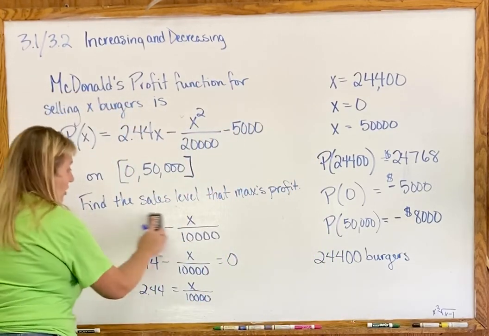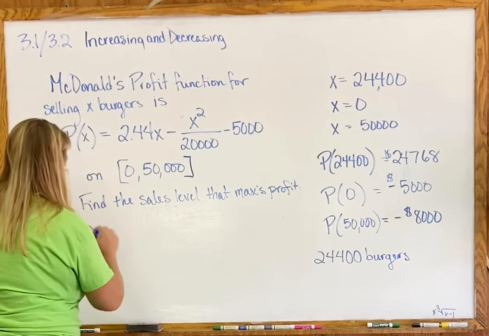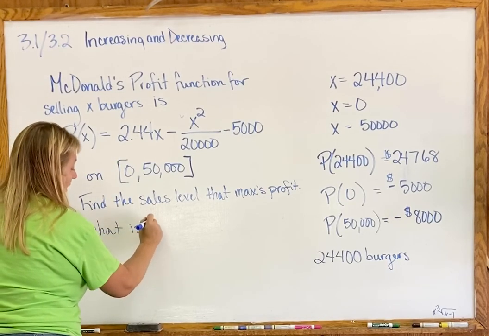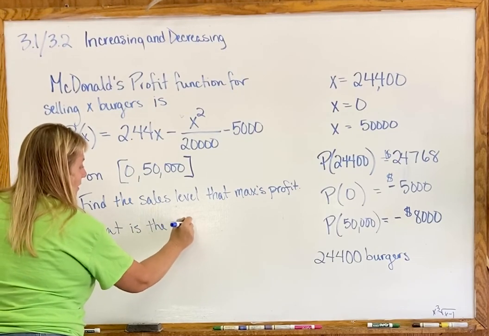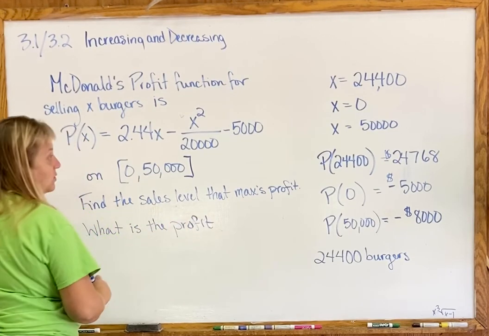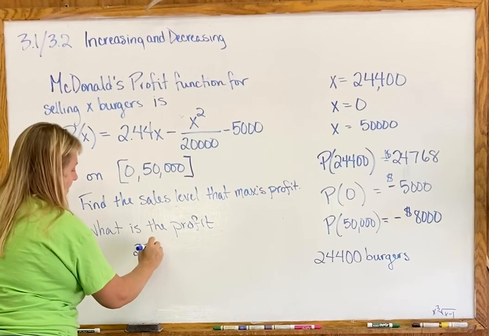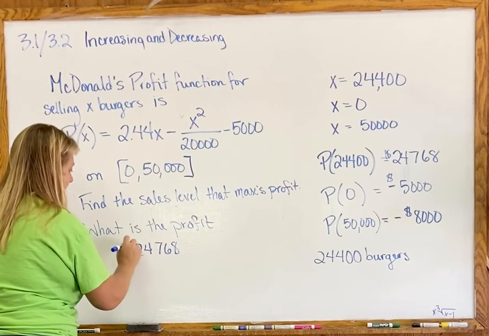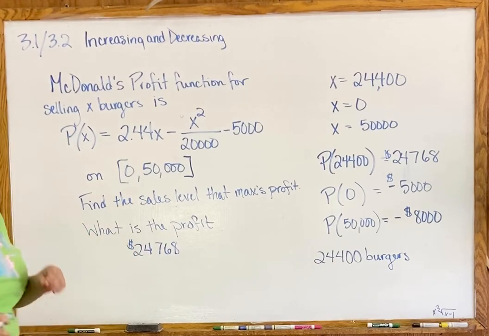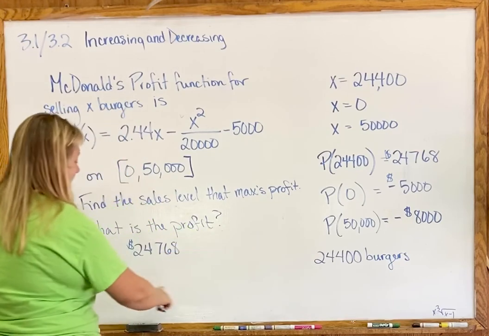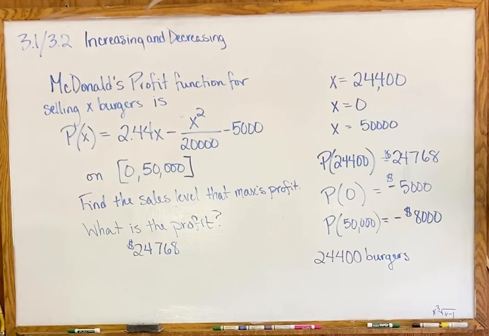If I then also said, what is the profit? That's when we would say $24,768. So sales level is 24,400. Profit is $24,768. Okay, look good to everybody?